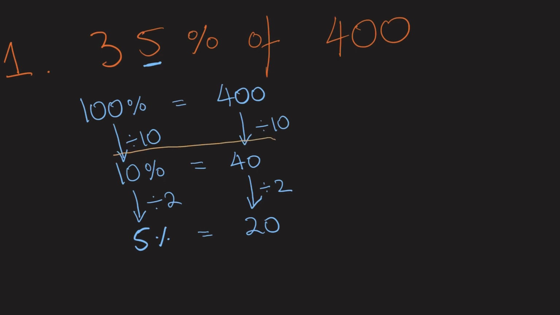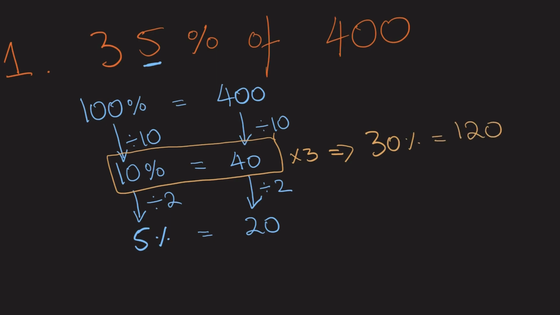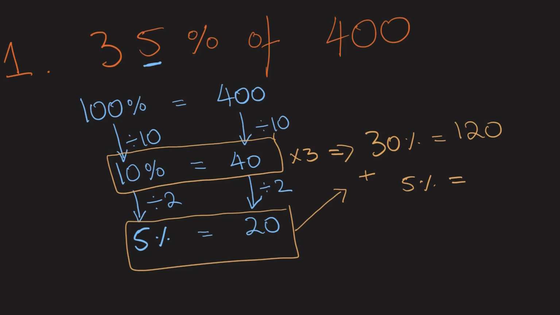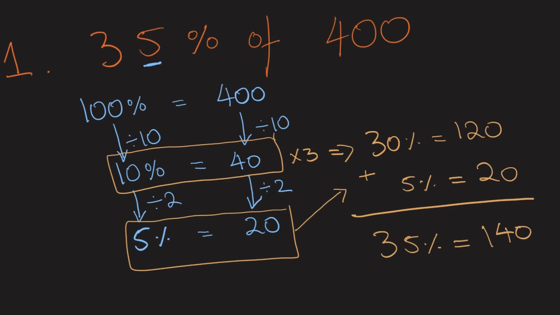Now if I times everything in this row by 3, that would get me 30% equals 120. And if I move everything in this row over here, that will be 5% equals 20. And if I add both of these together, I'll get 35% equals 140. And that is our final answer.